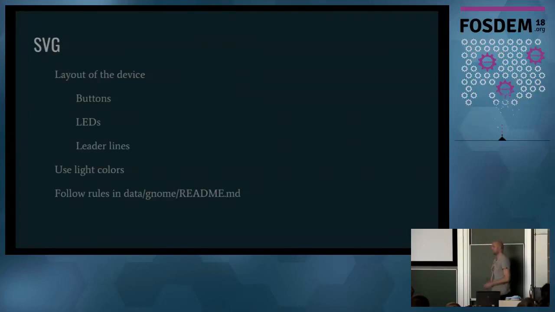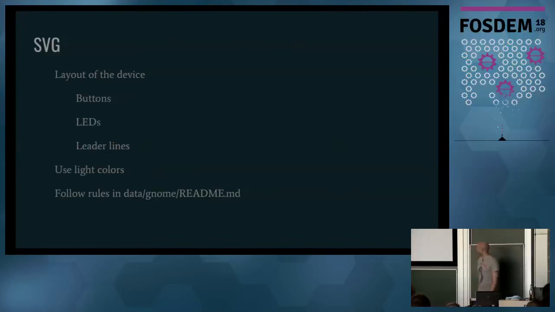The SVGs are supplied by libratbag, so any client that you write will be able to use them. They supply a basic layout of how the mouse looks, where the buttons are, where the LEDs are. Then it has some leader lines going out to the side saying, okay, out here, if it says button 1, then there's a line going in, and you can place a button out there to configure it.